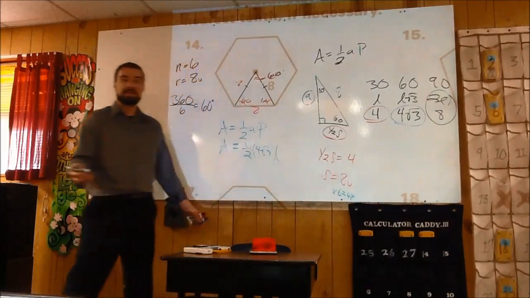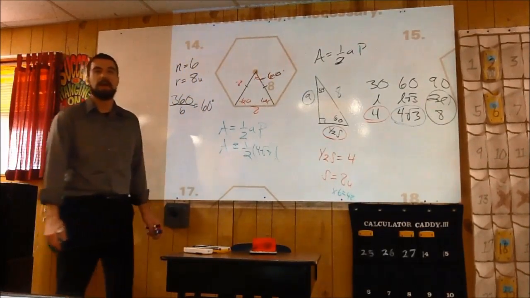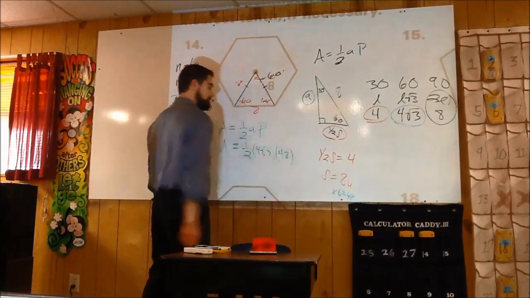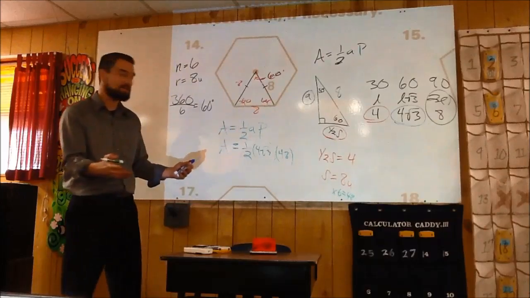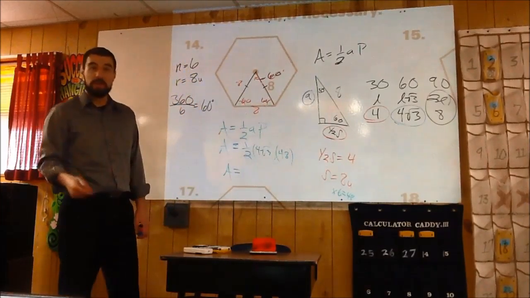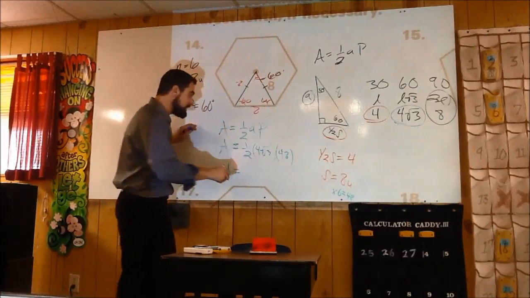48. Multiply that by 6, because there's 6 of those 8-unit long sides. So 8 times 6 is 48. Plug that in. And then we got to simplify this. I need my answer to be exact. It's going to have a square root of 3 in it. I don't want you to type the square root of 3 into your calculator and spit out some decimal.